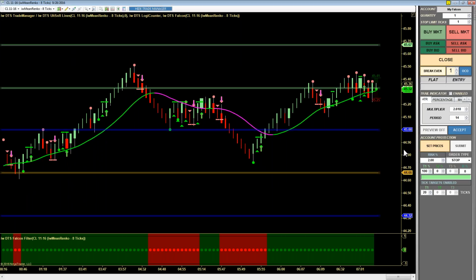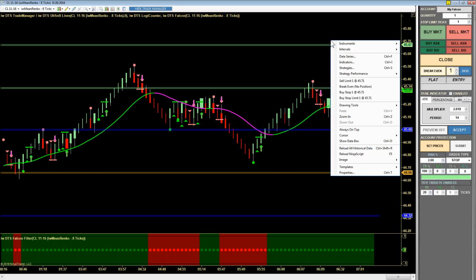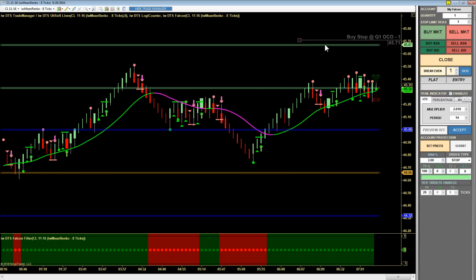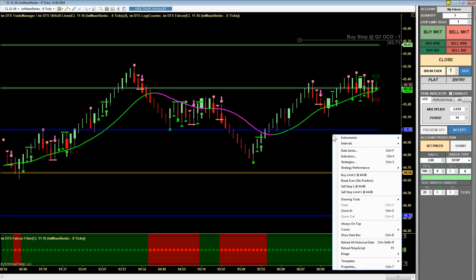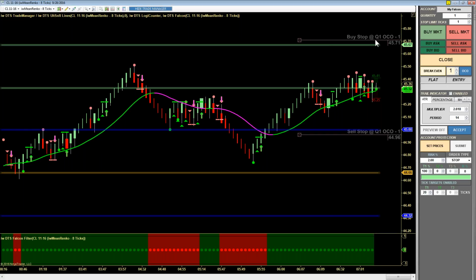And essentially what I would be looking to do is bracket the range. Now, crude oil can be very violent, so I think what I might do is buy above the secondary resistance and sell below the primary resistance. These orders are live when you put them on your chart, when you're using the OCO function, so you want to be careful. You don't place them too close.